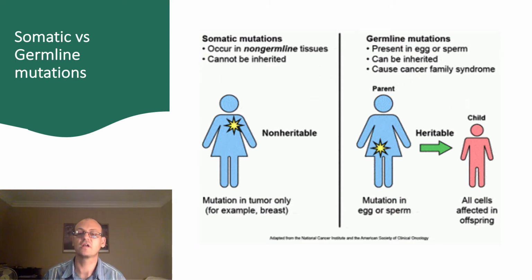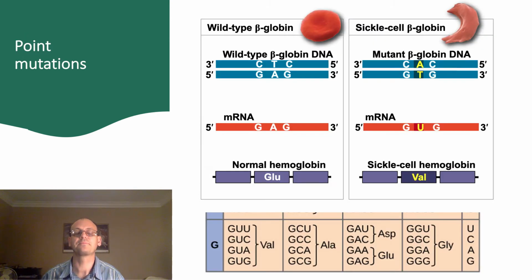Germline mutations are most likely to be a result of copying DNA during S phase before meiosis, but it's also possible, though much less likely, to be due to environmental factors. So let's take a look at the different types of mutations and their consequences.